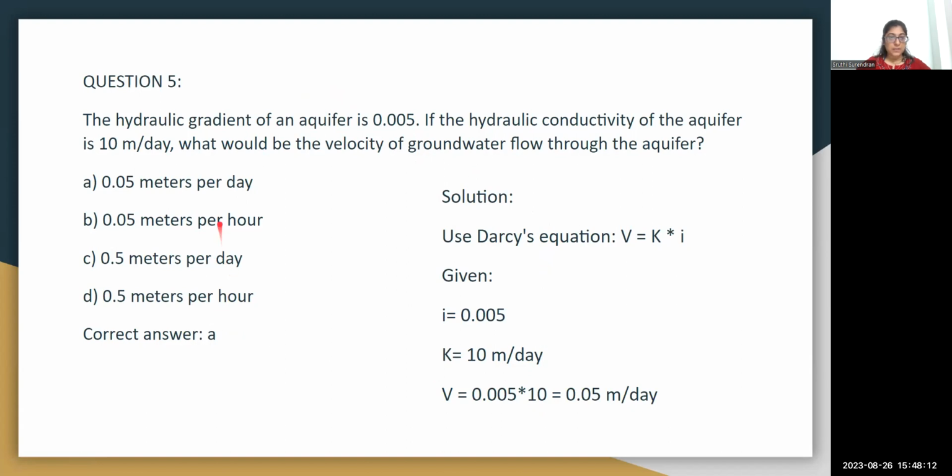The options over here vary in terms of the unit as well as value. So whenever you choose the answer, be careful about the unit also. Here 0.05 meters per day is the answer. As you see, there's another option with 0.05 meter per hour. So please be sure that we don't go and choose that option. Always be careful of the unit that is being used.